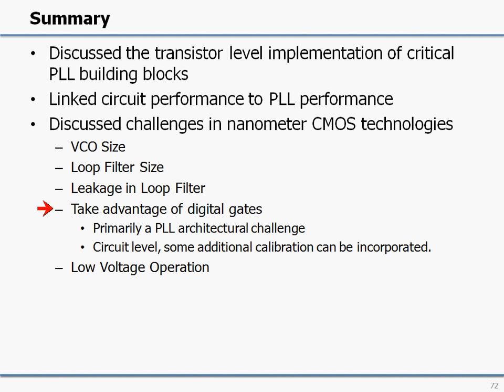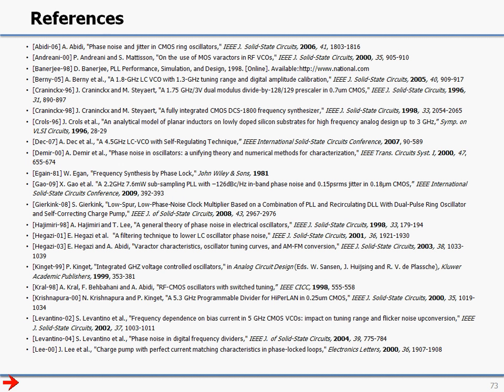Finally, I want to comment that, of course, there is a lot of activity in trying to use digital gates to improve PLL performance. To a large extent, that leads to PLL architectural changes, or maybe can be used at the circuit level to do some additional calibration, for example, leakage. There are some examples in the literature of leakage calibration.